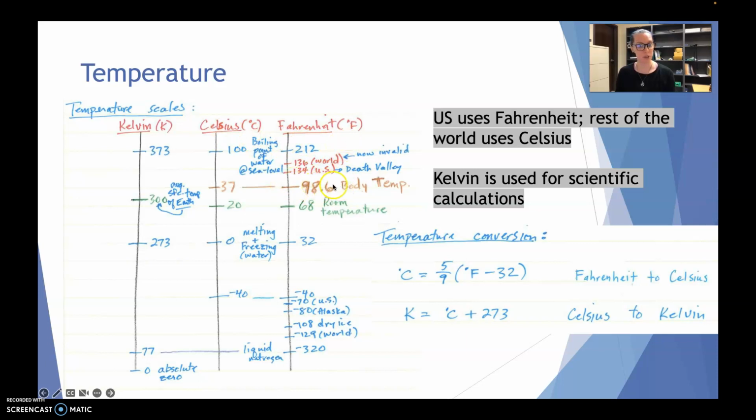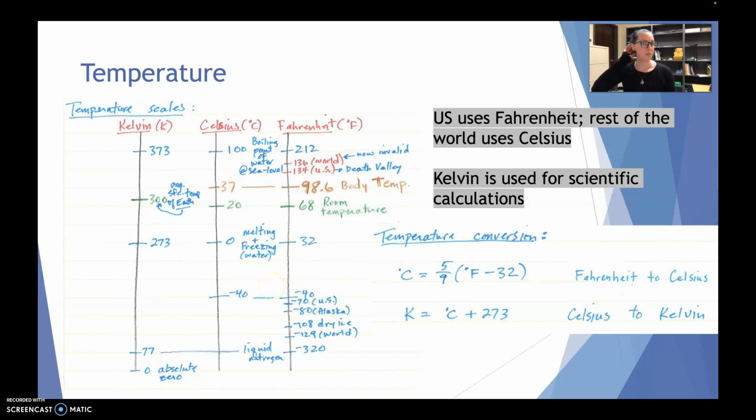Our average body temperature is about 98.6 degrees Fahrenheit, which is 37 degrees Celsius. And the melting and freezing point of water is 32 degrees Fahrenheit or 0 degrees Celsius, which is 273 Kelvin. So the only scale that goes to absolute zero is Kelvin, and that's the coldest thing in the known universe. What's kind of funny is the only time Celsius and Fahrenheit overlap is at -40. Everything else is a bit different there.